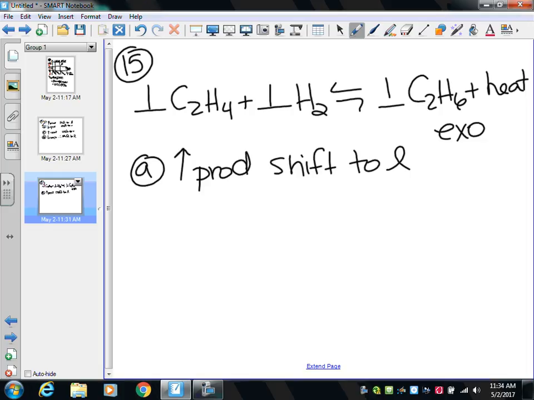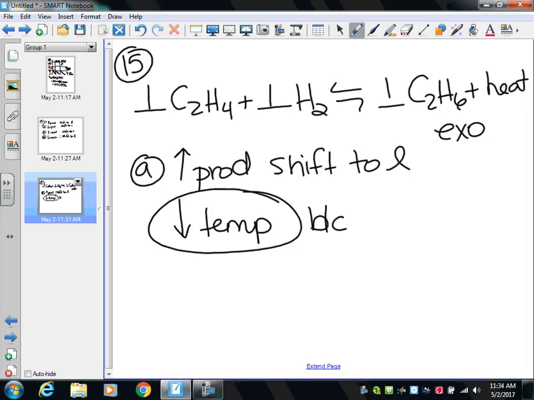Is it shifted the opposite way? So how am I going to get it to shift to the right? I would decrease the temperature. So I'm going to decrease the temperature because it causes the shift to the right. And if I shift left and right, I'm balancing it out. Are you okay with that?